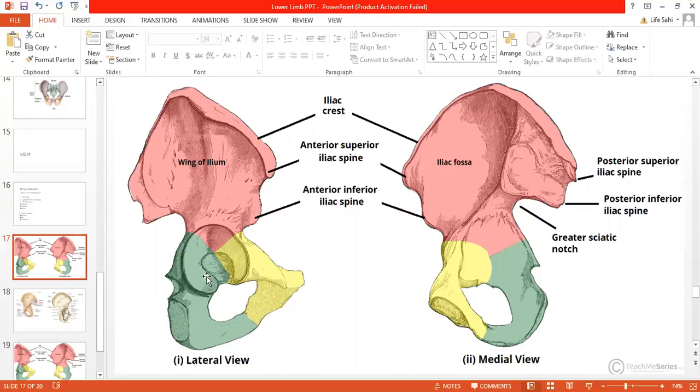Because the acetabulum is not only the region that is going to receive the rounded head of the femur to form the hip joint, but it is also the site during the development of the hip bone where three parts of the hip bone, namely the ilium, posterior-inferiorly the ischium, and antero-inferiorly the pubis, join to fuse with each other to form a complete hip bone. So the ilium naturally forms the upper 2/5 of the acetabulum.